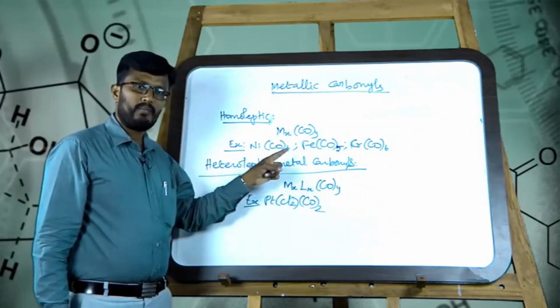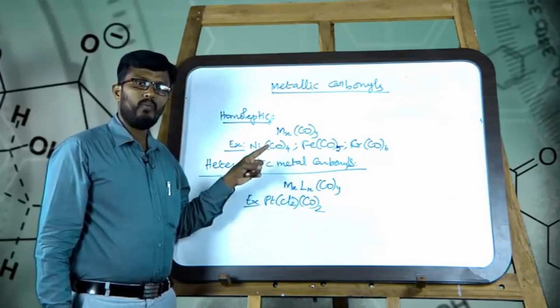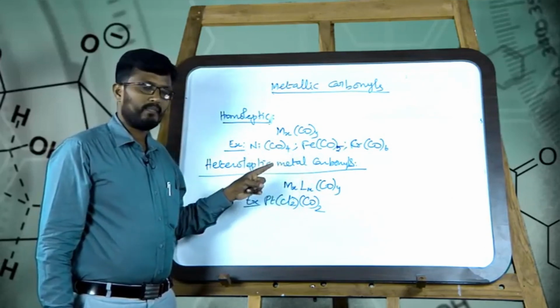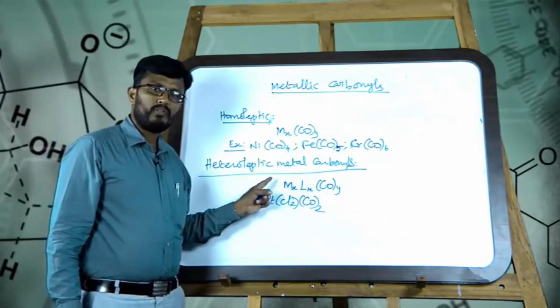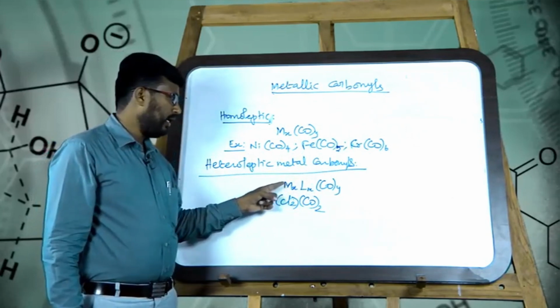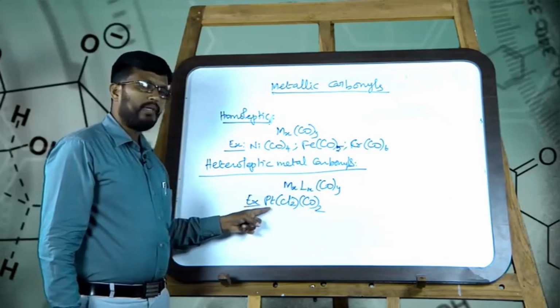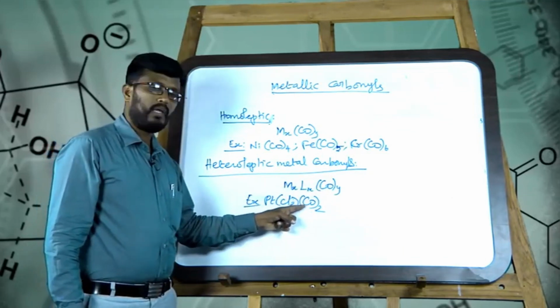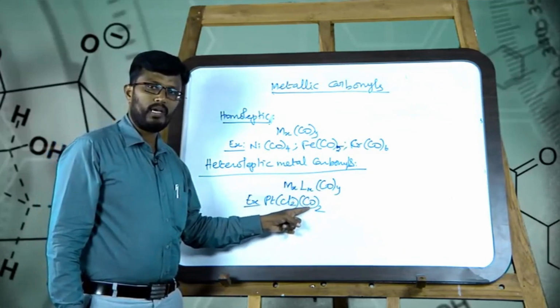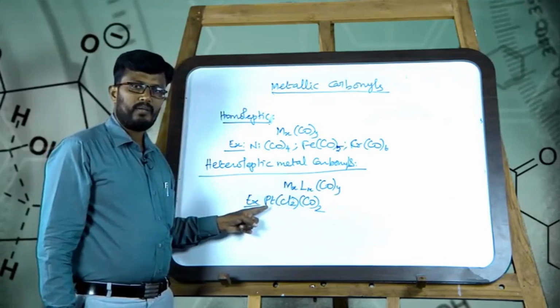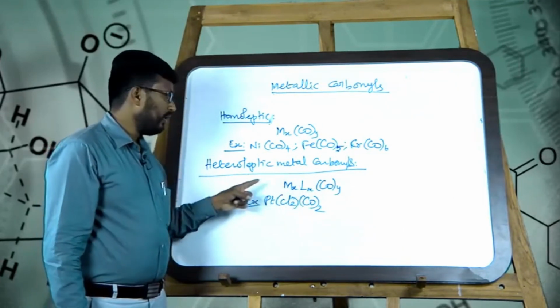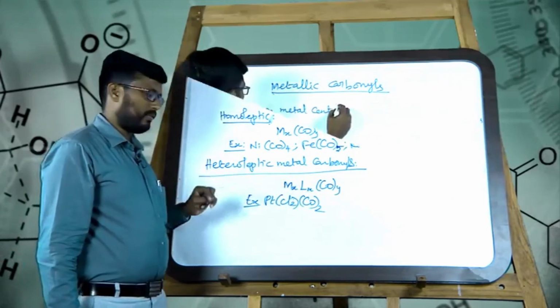The next one, heteroleptic metal carbonyls. In heteroleptic metal carbonyls, more than one type of ligand is present. The general formula of heteroleptic metal carbonyl is MxLmCOy. For example, PtCl2 carbonyl, in which two carbonyl ligands associate with a platinum metal atom. This is an example of heteroleptic metal carbonyls.